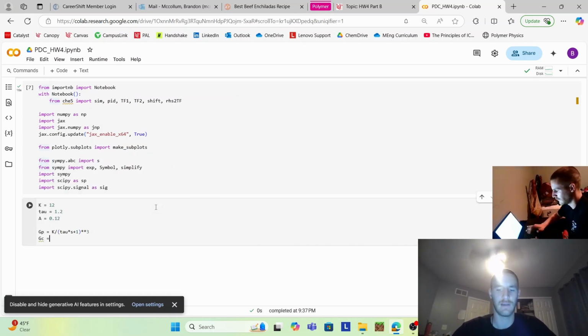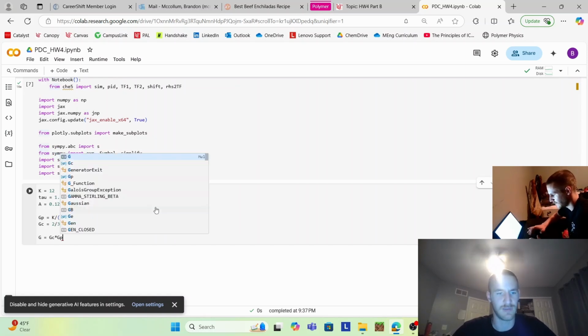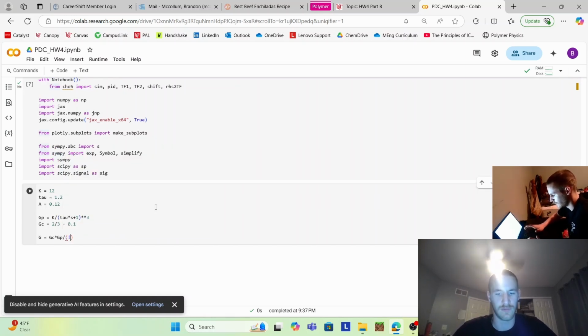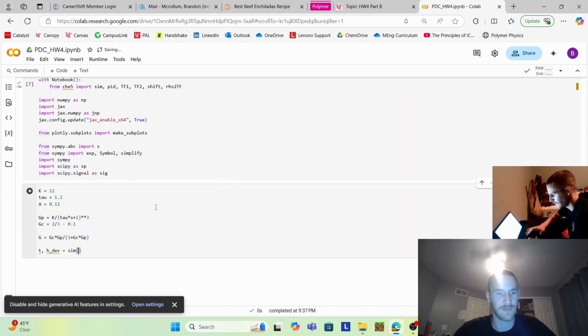And our GC, that was what we did the Routh-Hurwitz on, and we said it cannot be anything greater than 8 over K. So 8 over 12 is 2/3. To start, we'll be doing 2/3 minus 0.1, just so that we know it's within that range. And then G equals GC times GP over 1 plus GC times GP. And then we'll be doing a simulation that gets us our height and deviation, so equals sim of G.